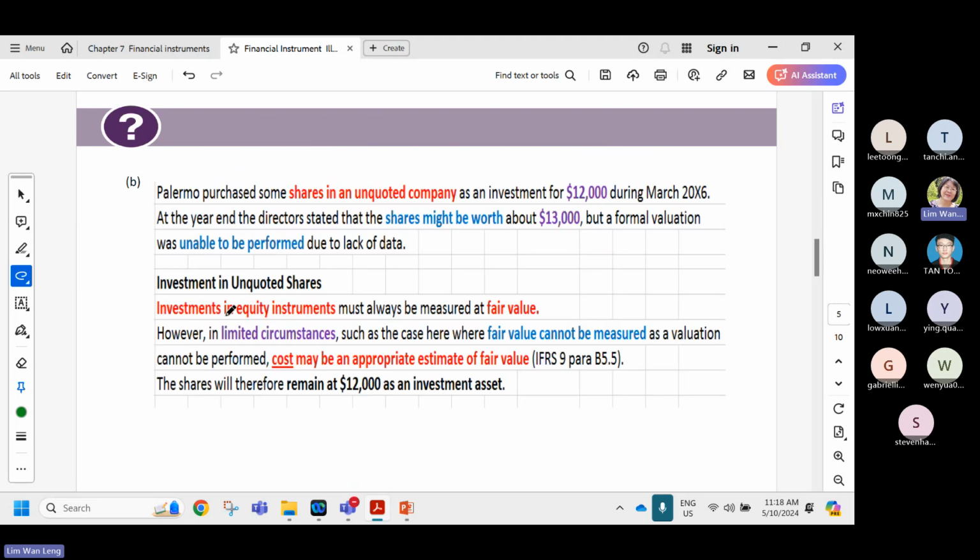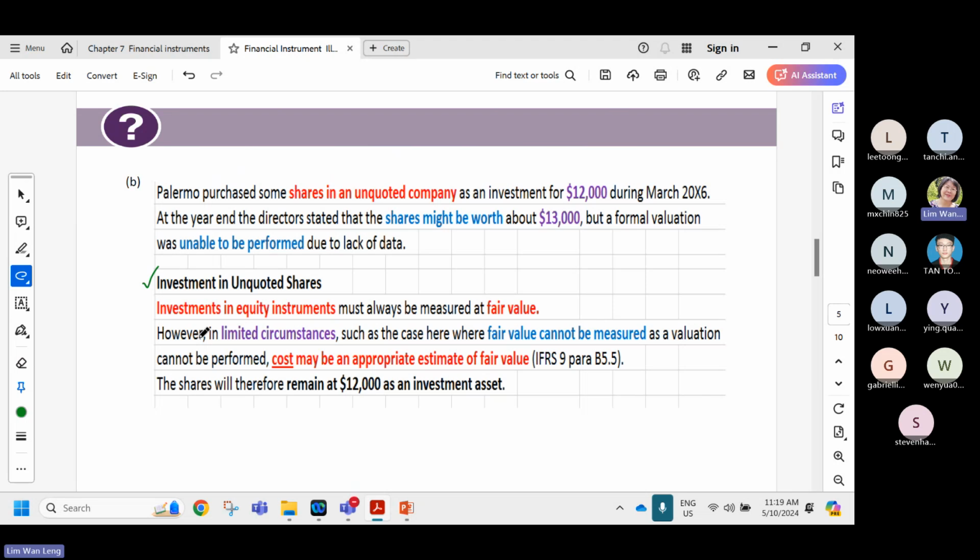So they tell you, this is an investment in unquoted shares of another company. Which means that you should initially recognize them at fair value. However, we can't get the fair value, right? Because it is not openly traded. The fair value cannot be measured.